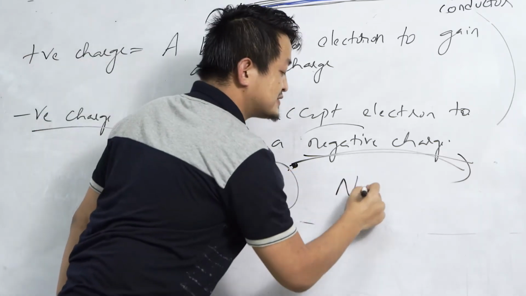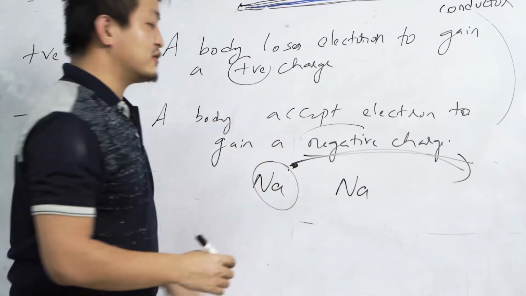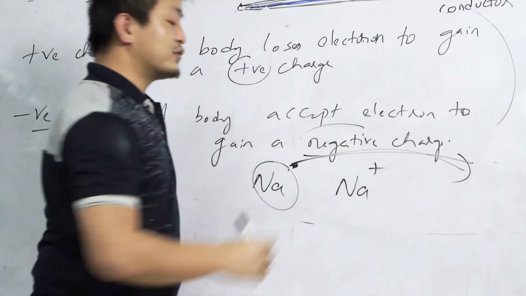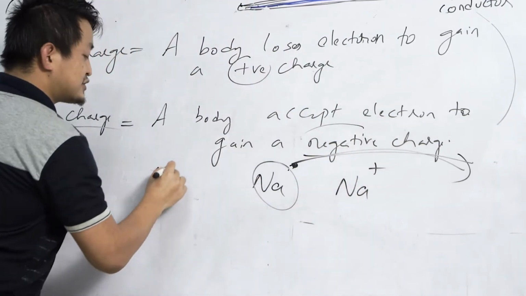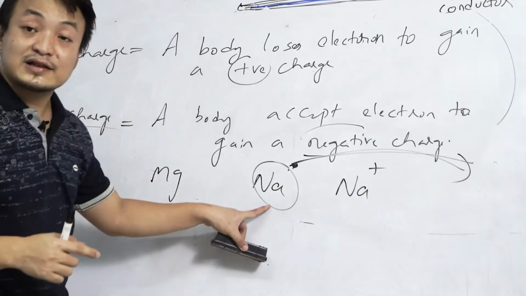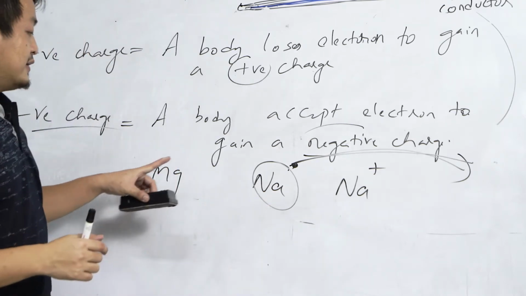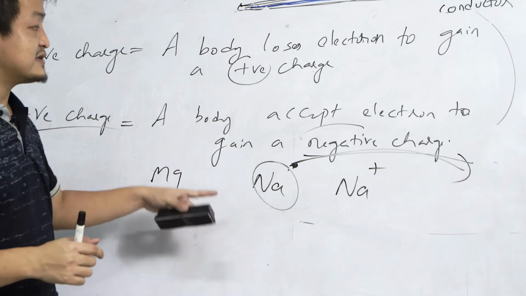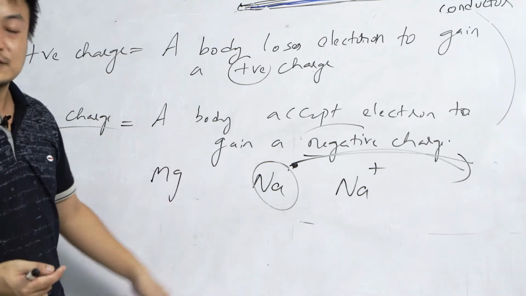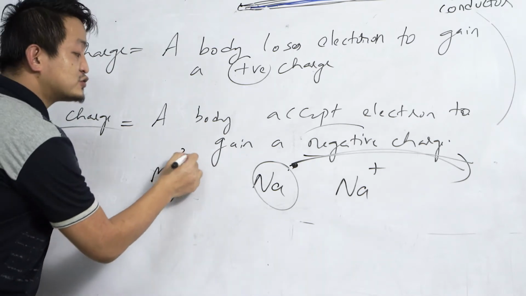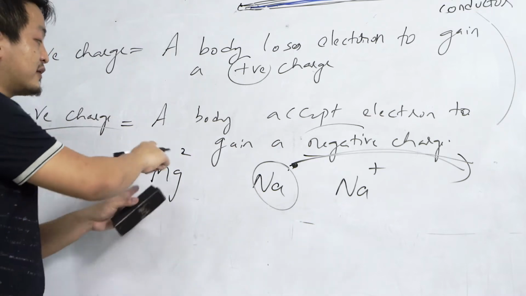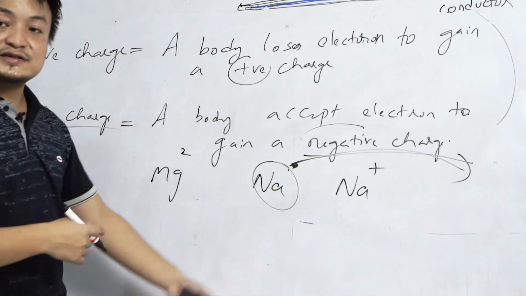So sodium, after donating the outermost electron, gets one positive charge. And magnesium, since magnesium is a metal, and sodium is also a metal, and metals are good conductors of electricity. Clear? Magnesium has two electrons in the outermost shell. So magnesium donates these two electrons.